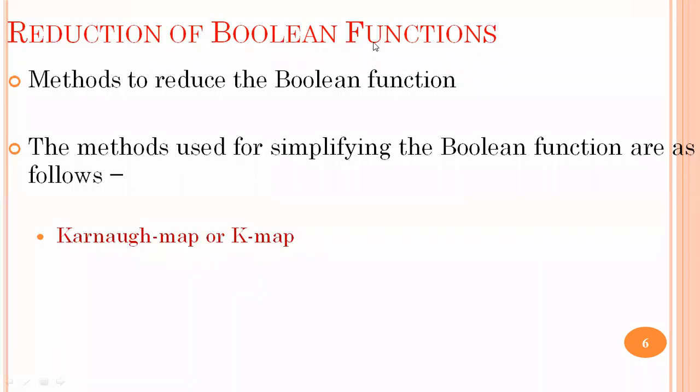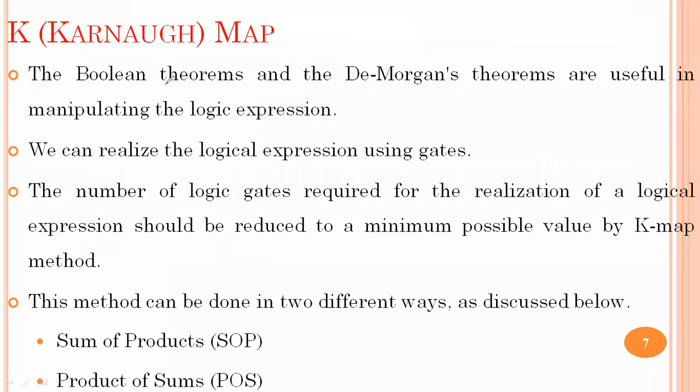Okay, so the method to reduce a Boolean function is simply by using the Karnaugh map or K map. The Boolean theorems and De Morgan's theorems are useful in manipulating logical expressions. The De Morgan's theorem that we discussed yesterday, as well as the Boolean theorems that contain some Boolean functions or Boolean expressions, are used to manipulate the logical expressions.